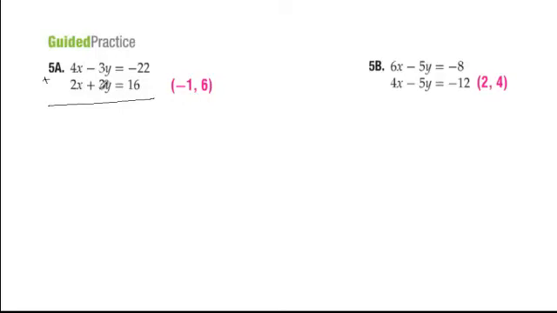3 and 3, yes, they are the same, but each one of them with opposite sign. Here we have minus, here we have plus. So once we add them, then we can eliminate the y's. So what would happen here?